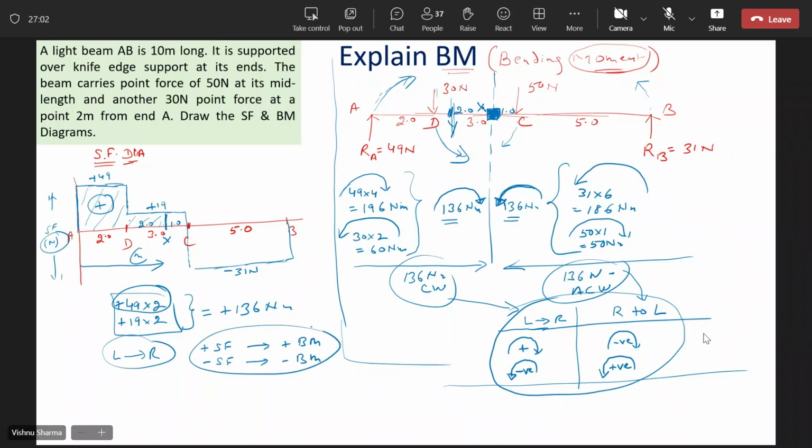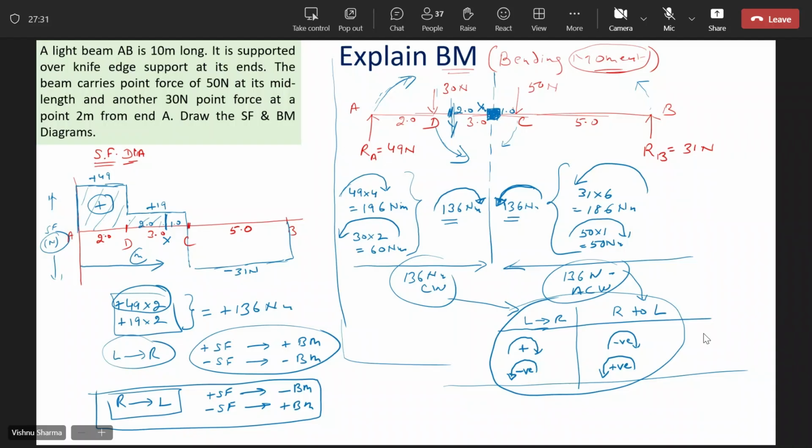But guys, please remember, if you decide under any circumstances to come from right to left in your shearing force diagram, then plus shearing forces will result into negative BM and negative shearing forces will result into positive BM because the sign convention will reverse when we move in the opposite direction. Yes or no? Correct, beta?